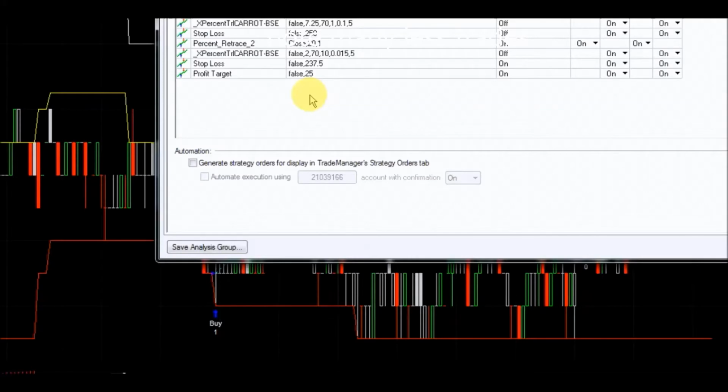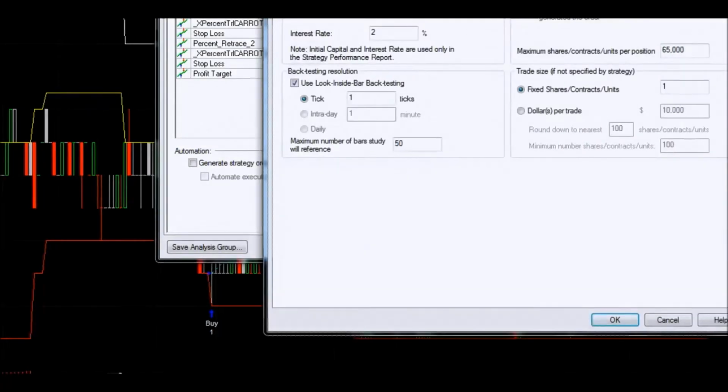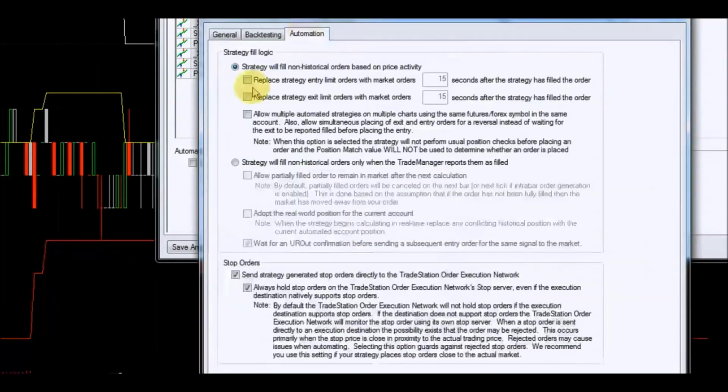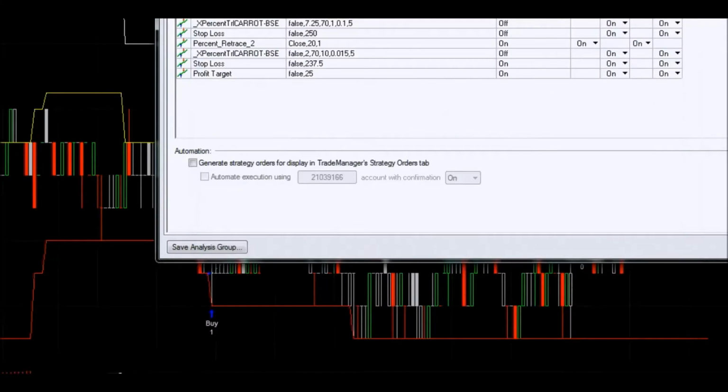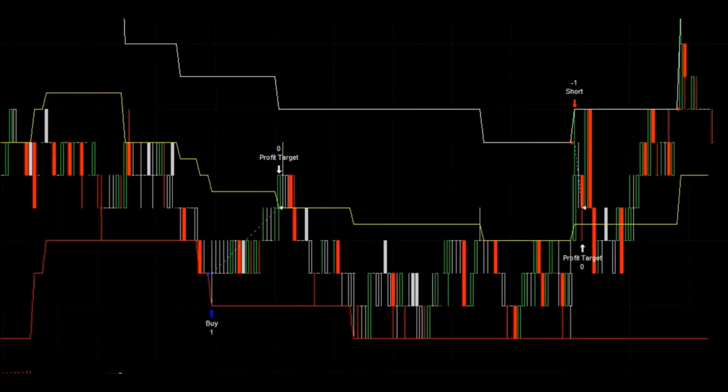Format strategies, properties for all. I'm going to go to automation. And I'm going to go back to, wait a minute, backtesting, sorry. Fill entire order when trade occurs at the limit price or better. Okay. Give that a few seconds to fix.